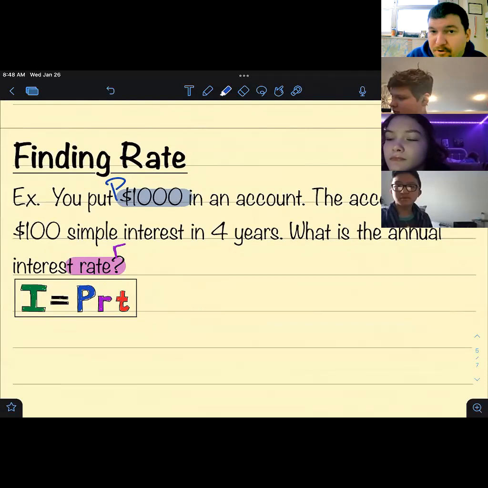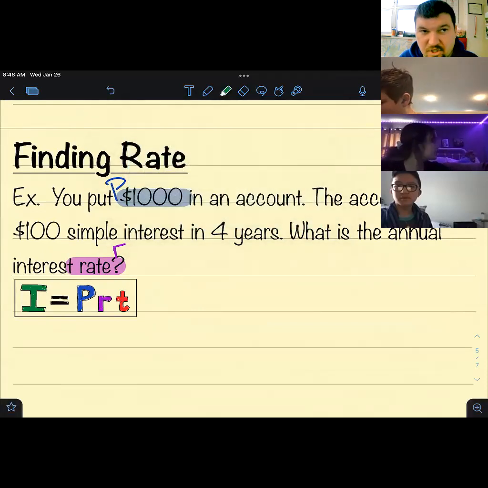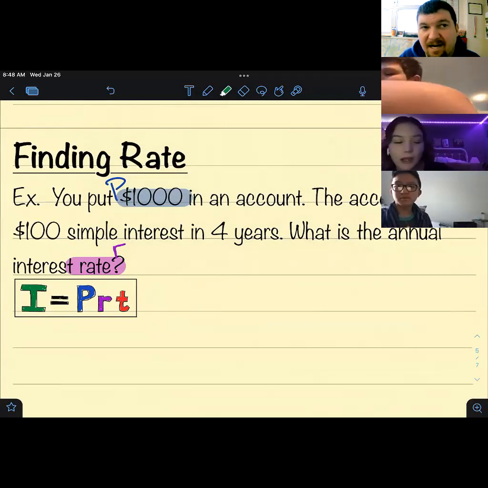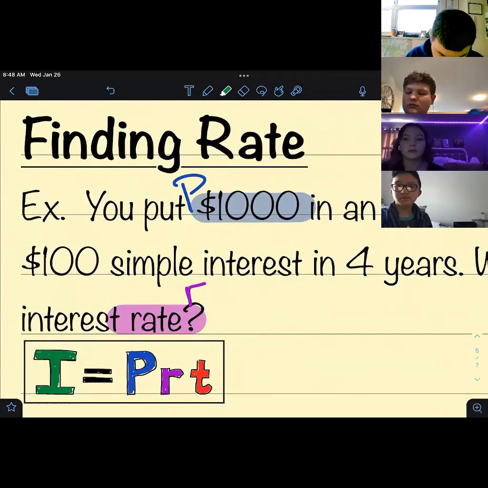That makes the $100 because the I and P are capitalized for a reason. Did you notice that I and P are capitalized, but R and T are not capitalized? The reason I and P are capitalized is because they represent dollar amounts, whereas R and T do not. Okay, so the other dollar amount that we have here is your I.